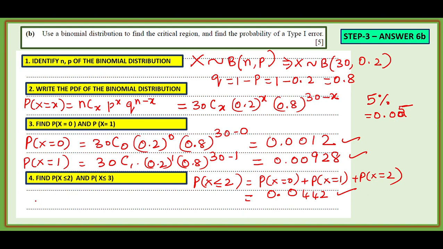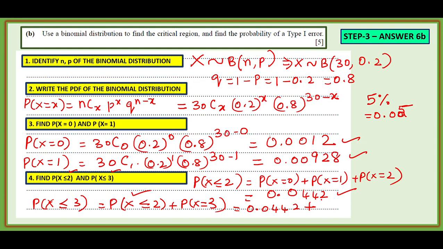Now let us check for probability of x. So always for discrete variables, we need to find two consecutive values. So since we have found out probability of x less than or equal to 2, we can check for probability of x less than or equal to 3 as well. So this is nothing but probability of x less than or equal to 2 plus probability of x is equal to 3. No need to do it from the beginning. So this part we can take it from here, and we can say that 0.0442 plus 0.